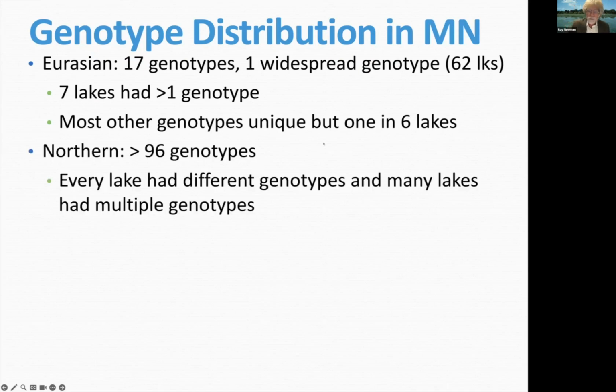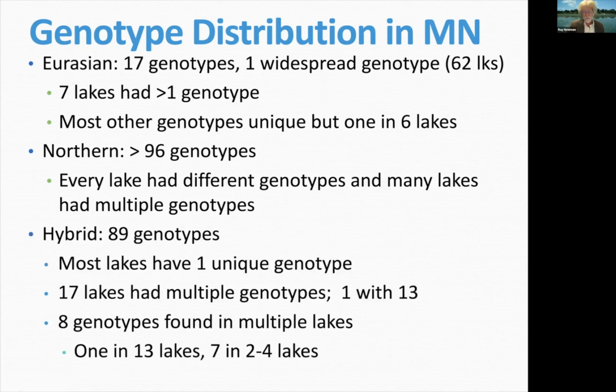For northern water milfoil, we've now identified 96 genotypes, so more diversity in native northern water milfoil. And every lake we've looked at has a different genotype. And many lakes have multiple genotypes. The take home from this is northern water milfoil has been reproducing sexually. And so there's diversity within those lakes, and it's not spreading via boaters or whatever to other lakes. So it stays in a single lake.